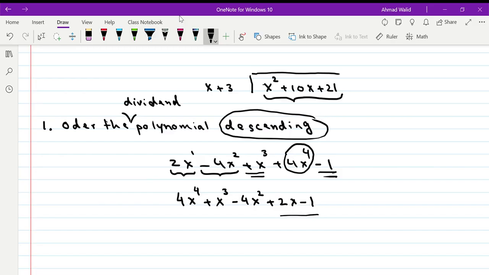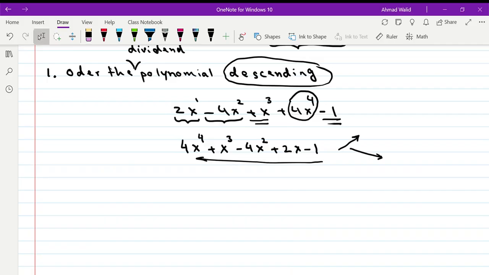Ascending is this way. If you order this way, starting from negative 1 and going up, it's ascending, going up. Descending means from high to low, correct? You are going down. Step 1, order your dividend polynomial in descending order. That's your step 1.